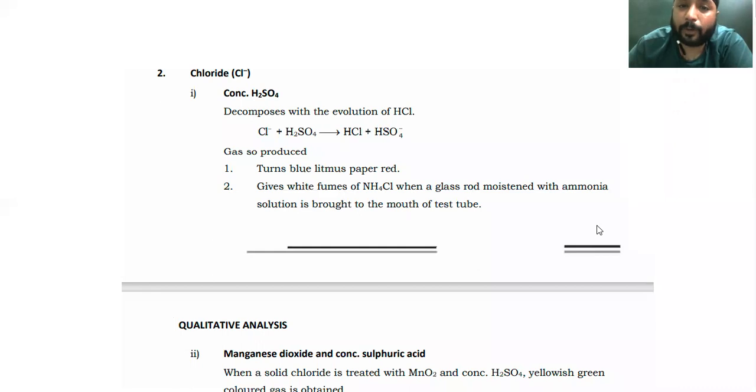Now there's a test for the chloride anion. What exactly happens? When I'm adding concentrated H2SO4 to this chloride anion along with heating, what exactly happens? I'll be getting HCl fumes. Now, HCl fumes have a very pungent smell. This is a colorless, pungent gas.